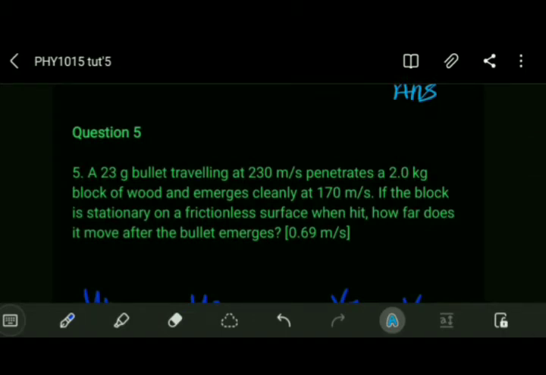Question 5: a 23 gram bullet traveling at 230 meters per second penetrates a 2 kg block of wood and emerges cleanly at 170 meters per second. If the block is stationary on a frictionless surface when hit, how far does it move after the bullet emerges? Okay, so this question here, it's not supposed to be how far, but how fast. How fast does it move after the bullet emerges? Meaning that we have to find the final speed of the block after the bullet has emerged from it.